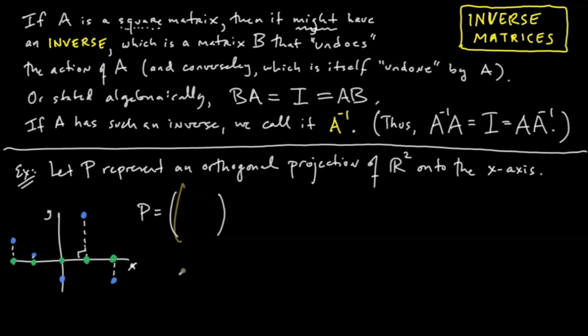The first column is the projected image of I hat. Well, where does I hat go under the projection? Well, I hat corresponds to a point that is already on the horizontal axis, so it doesn't move. The projection fixes I hat. So I hat's image is still I hat, 1, 0. And the second column will be the projected image of J hat. Now, what happens to J hat under the projection? Well, J hat corresponds to the point 0, 1, which of course is projected to the origin. So the second column becomes 0, 0.